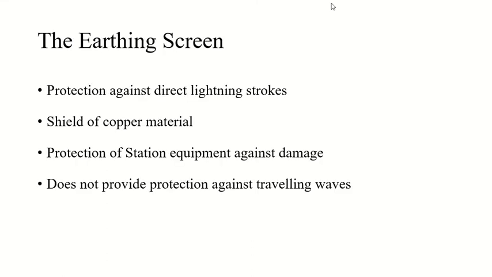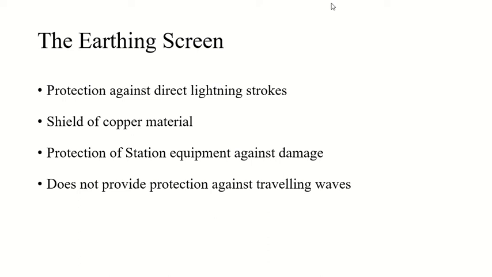The first one is the earthing screen. The power stations or substations generally house expensive equipment. This is not new or big news to us. We all know how costly it is to erect a whole substation or whole power station. It is very costly, very expensive. So these stations can be protected against direct lightning strokes by providing an earthing screen. Again, I'm talking about the direct strokes only. I'm not talking about the indirect strokes here.